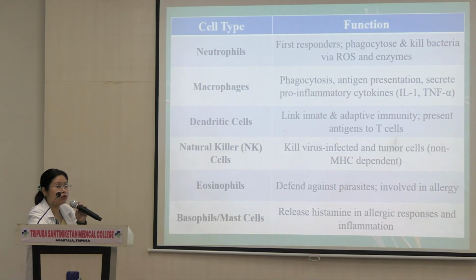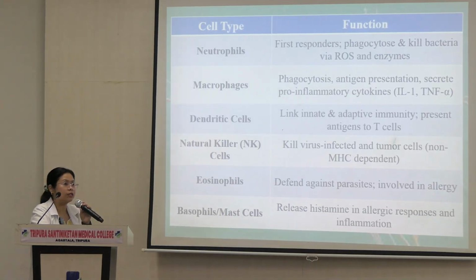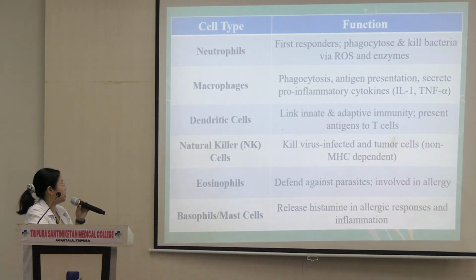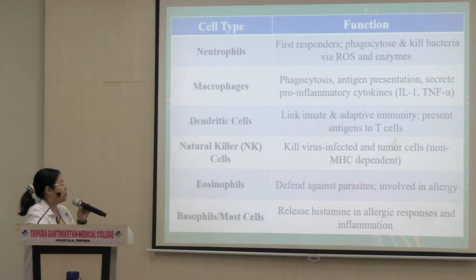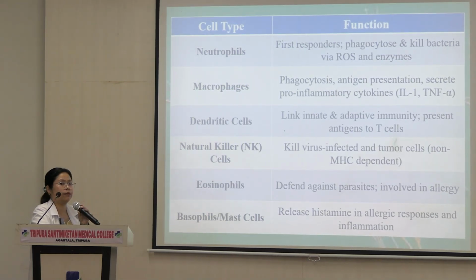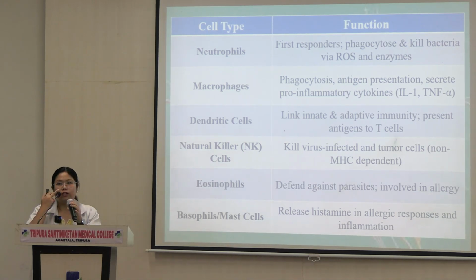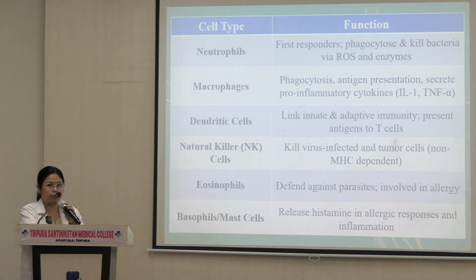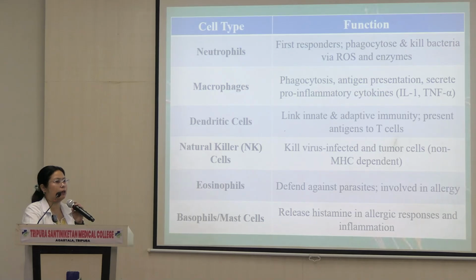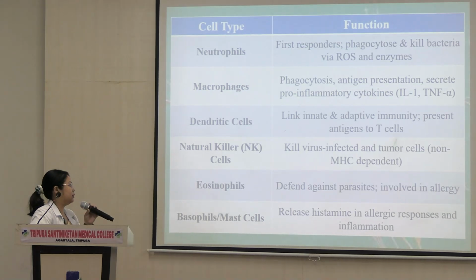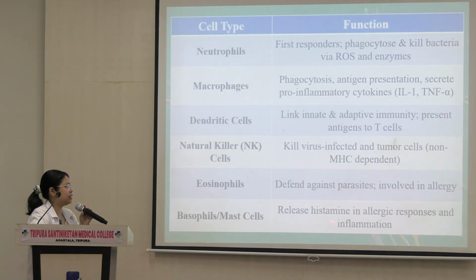Natural killer cells, mostly natural killer cells, kill the tumor cells and the virus infected cells. Eosinophils are responsible for allergy. Whenever you have allergy, you will see itching or whatever. If you see your blood count, you will see that the number of eosinophils has increased. Basophils and mast cells release histamine.